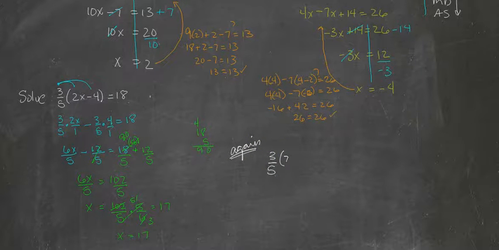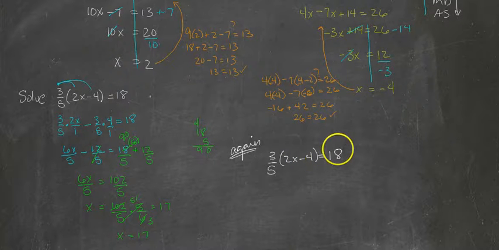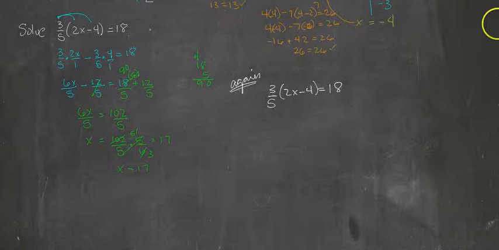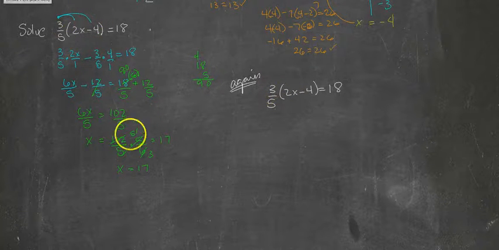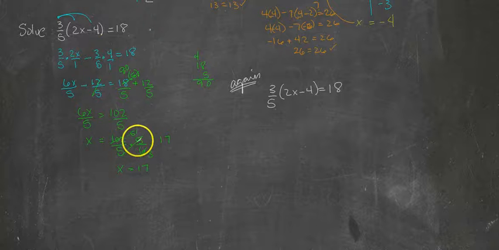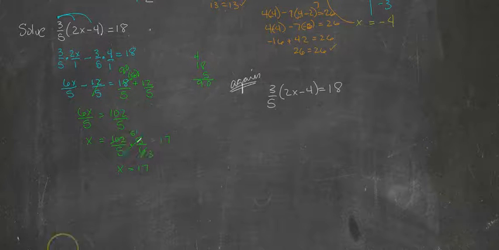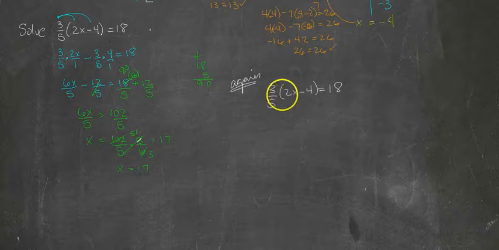3/5 times the quantity 2x minus 4 equals 18. So in this case, I'm looking at only factors. Notice that first thing I did was I multiplied 3/5, and then when I got down here, I canceled a 5 and I canceled a 3. I got rid of 3/5 down here. So we can take advantage of the fact that multiply and then divide is really just the same operation. They undo each other.